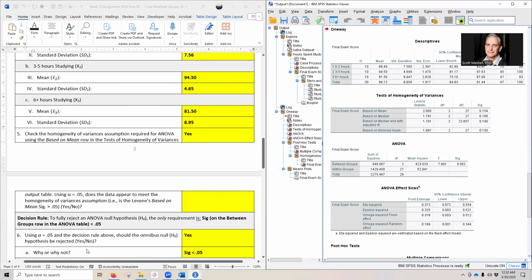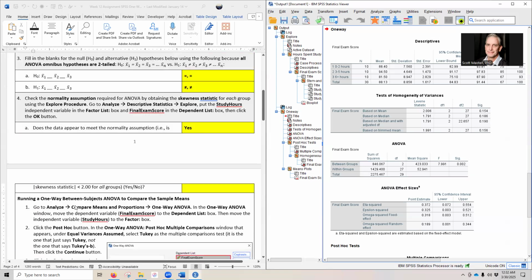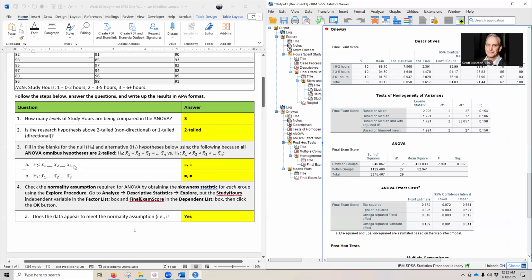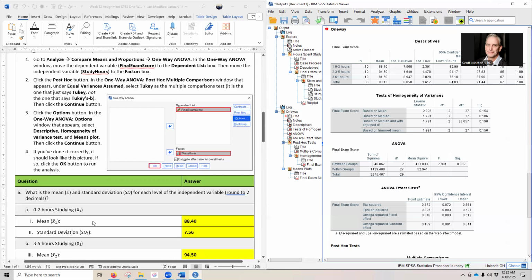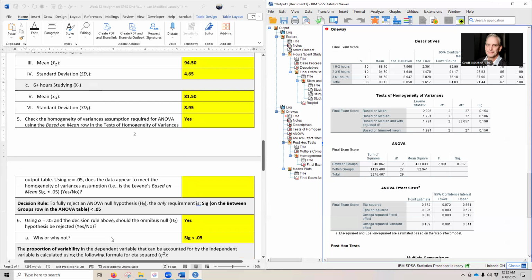All right, using alpha of 0.05 in the decision rule, should the omnibus null hypothesis be rejected? Here's our actual ANOVA results. We go look at this between groups. Between groups is whatever the independent variable is, which in this case is the 3 groups of hours studied. Skooting on over to sig. Sig is less than 0.05, so we would say yes. We would reject the null hypothesis that all groups are equal to each other. So this hypothesis right here, that the means of all groups are equal to each other, is rejected. So that means at least one differs from at least one other. So 5 is yes.